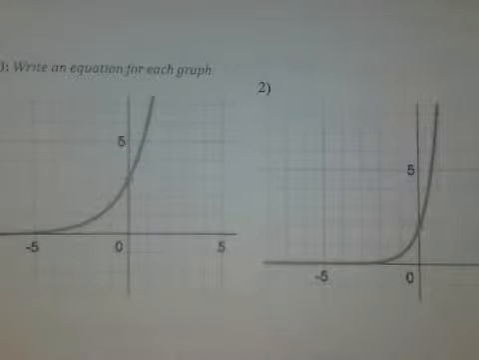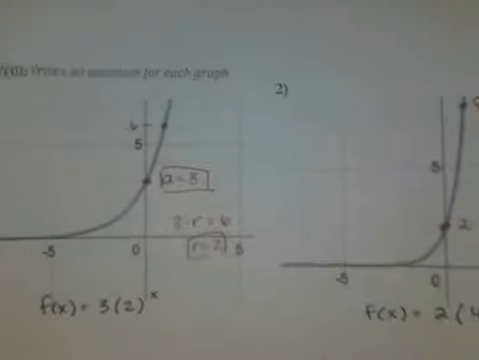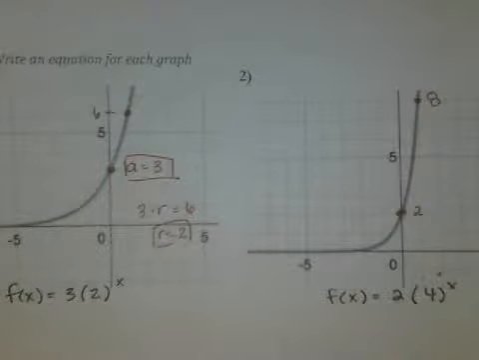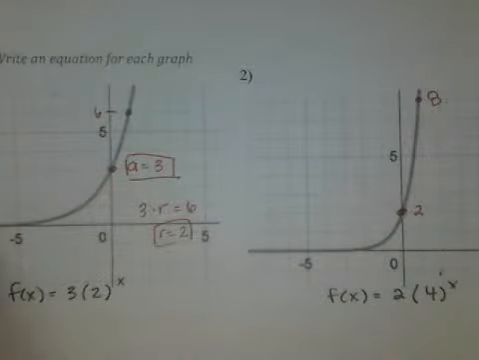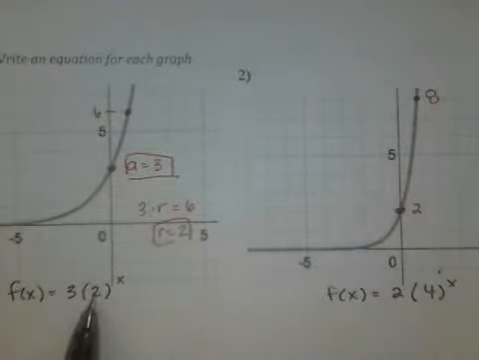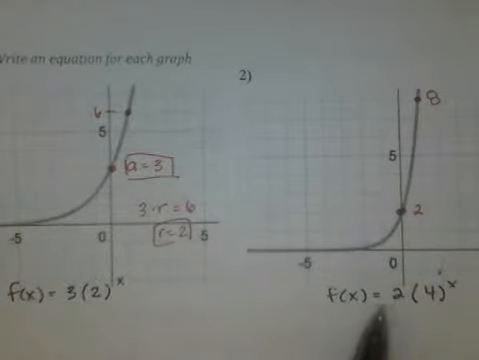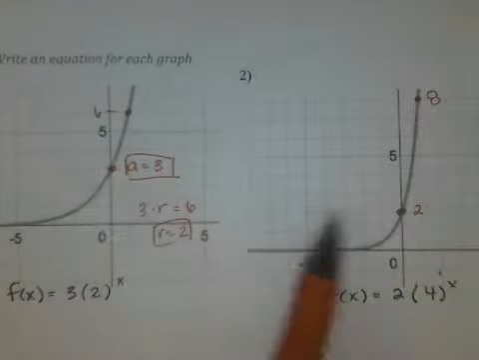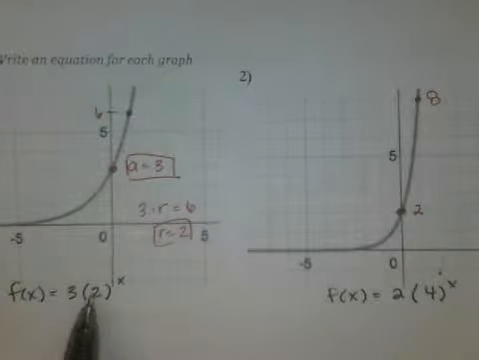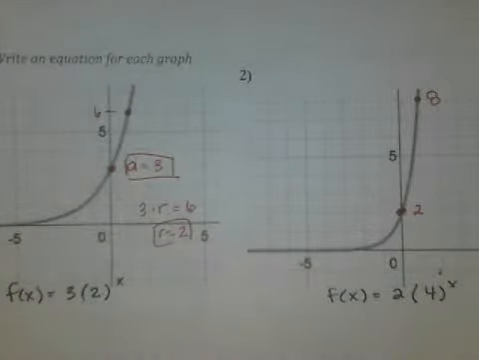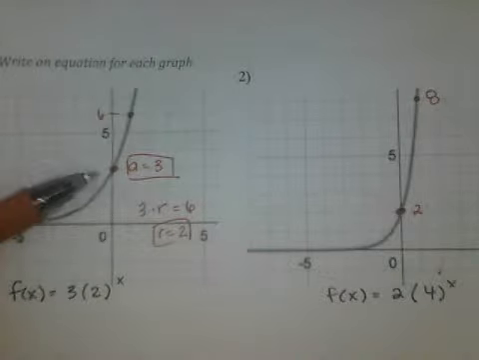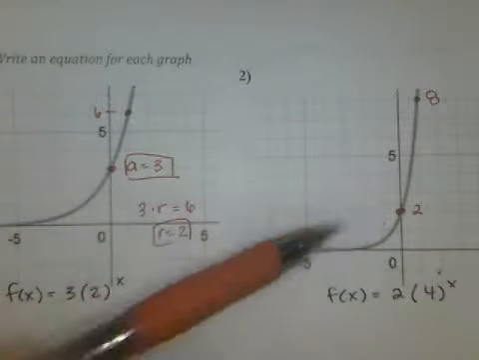Here are the answers for the first two graphs. Notice that these are both growth equations because the asymptote's on the left, which means both multipliers are greater than 1. The number out front, the initial value a, comes from the intercept, and the multiplier itself comes from dividing 6 divided by 3 or 8 divided by 2, depending on the graph.